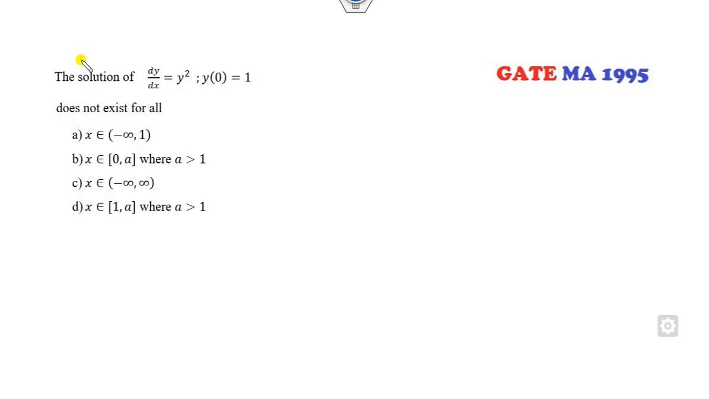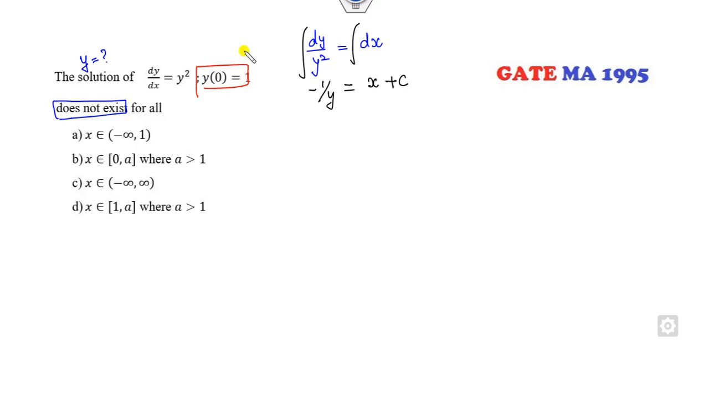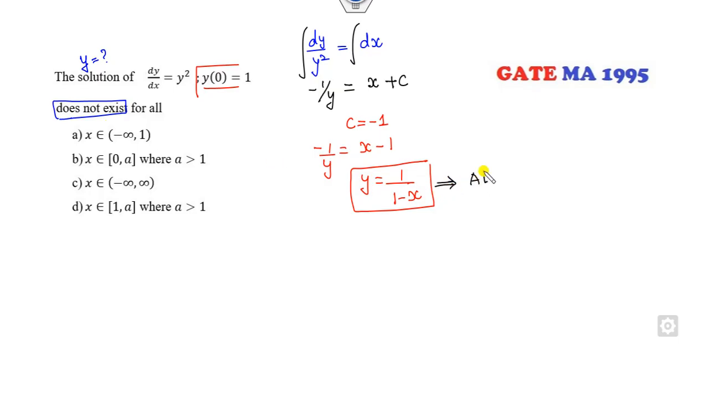The solution of this, it means they are talking about y. The y does not exist. Fine. So again, I think very simple. I can simplify this. I can integrate them. Minus 1 over y equals x plus c. Initial condition, y naught is 1. So what does it mean? C will be minus 1. So 1 over y is 1 minus x. It does not exist at x equal to 1. Fine.